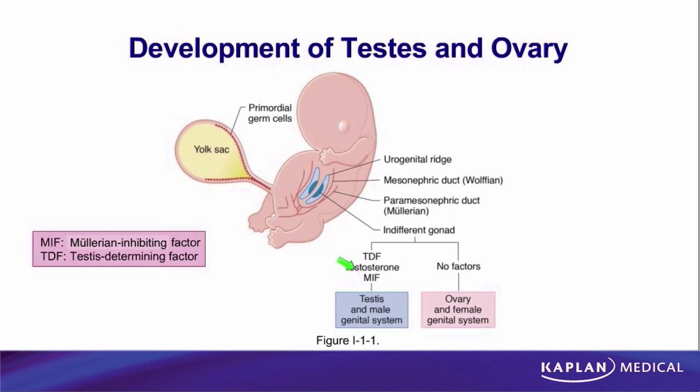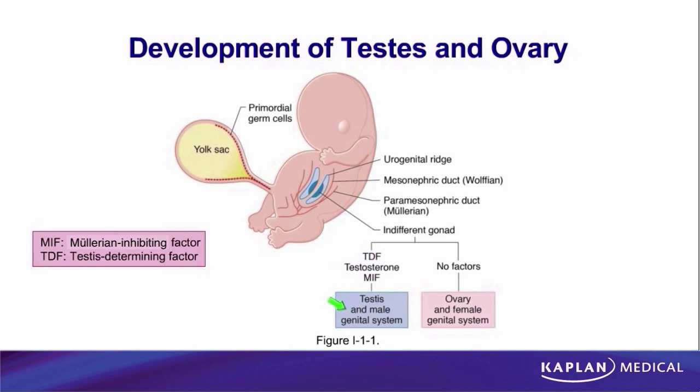So again, we have a testis because of the TDF. We've already said the testis will give us the testosterone, and now we're saying the testis gives us Mullerian inhibiting factor, which will inhibit the formation of the female genital tract. So with all of those factors acting together, we end up with a testis and with a normal male genital system and without a female genital system.